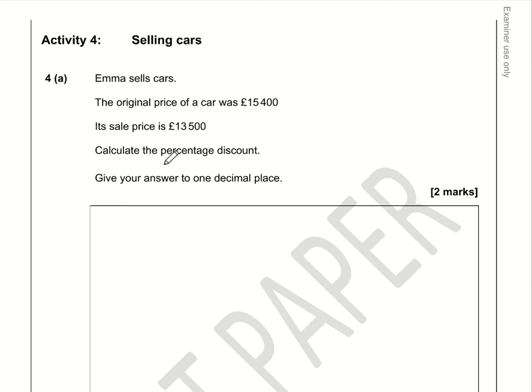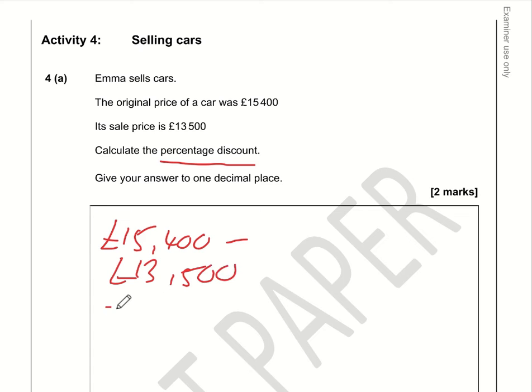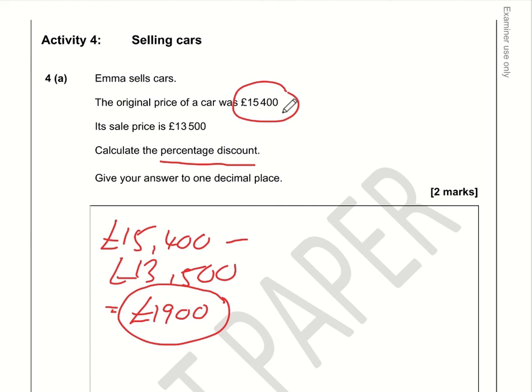So for this question we need to work out the percentage discount. Well, first of all, what is the discount? Well, the discount is 15,400 take away the 13,500, so that comes to 1,900. So the discount is £1,900. So we just need to work out, well, what is this as a percentage of that?